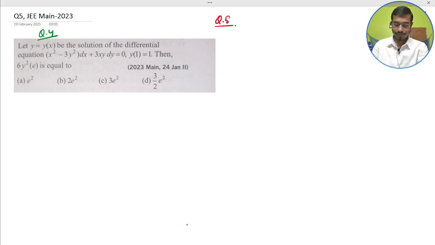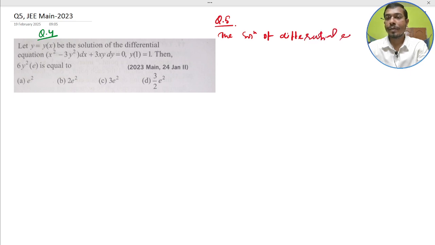The question says that the solution of the differential equation (x square plus y square) dx minus 5xy dy is equal to 0, given the boundary condition y(1) equal to 0.